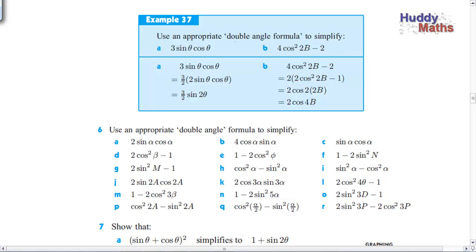Now this is interesting. Use a double angle formula to simplify this. Hey, that doesn't look the same format as a double angle formula. Double angle formula is cos squared take sine squared, or 2 cos squared take 1, or 1 take 2 sine squared, or 2 sine alpha cos alpha. We've got a 3 in here. Well, we could put in a 2, couldn't we?